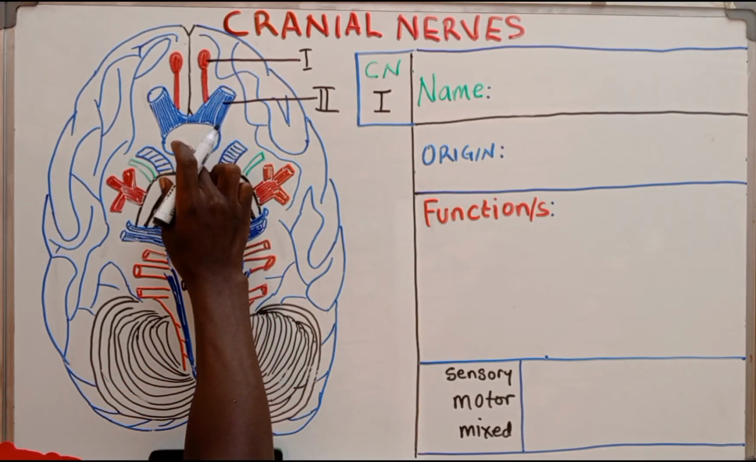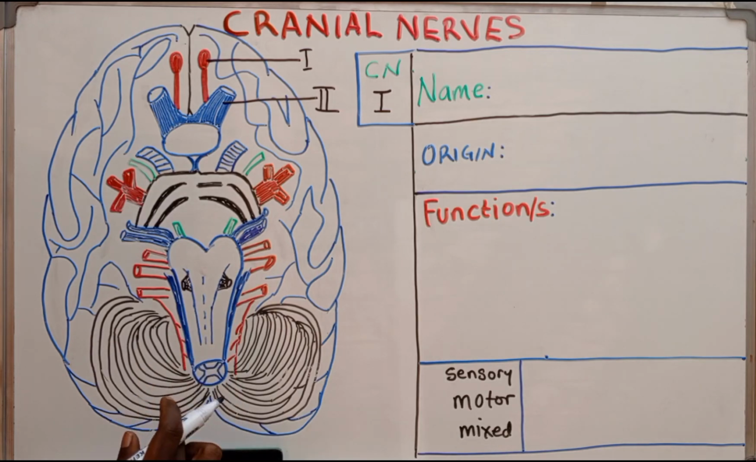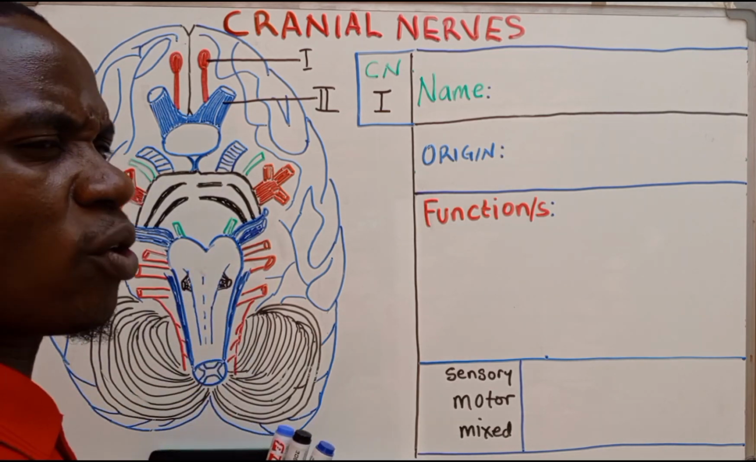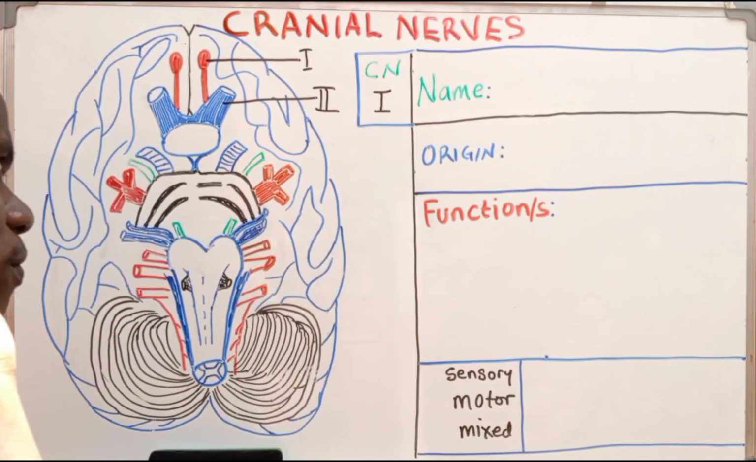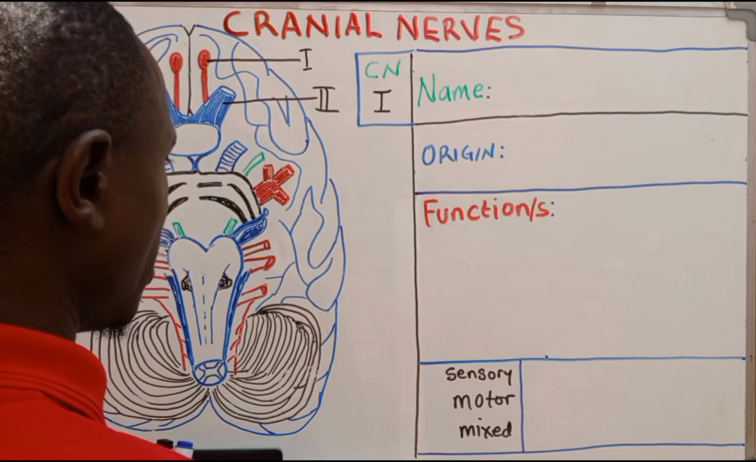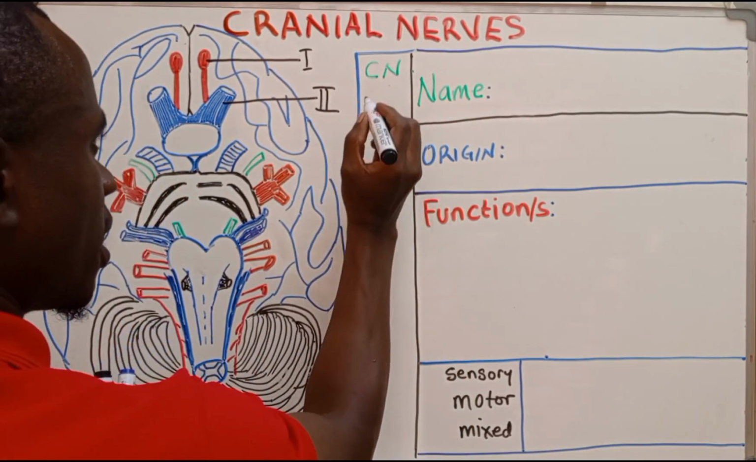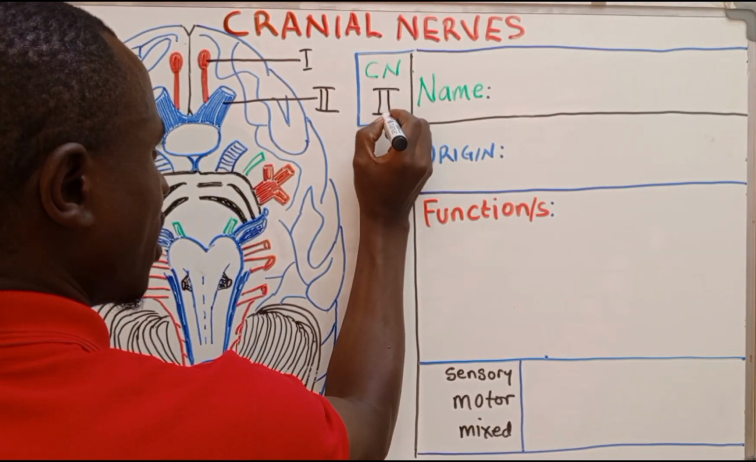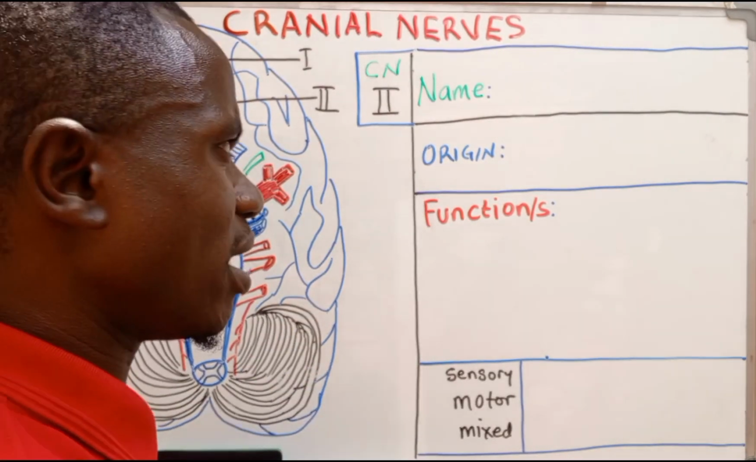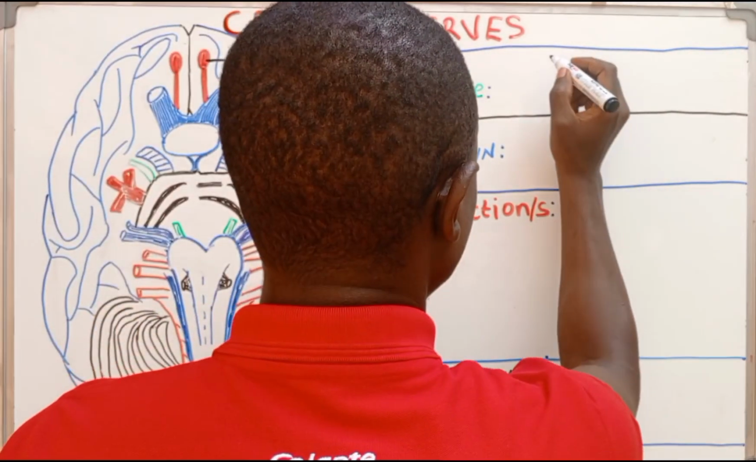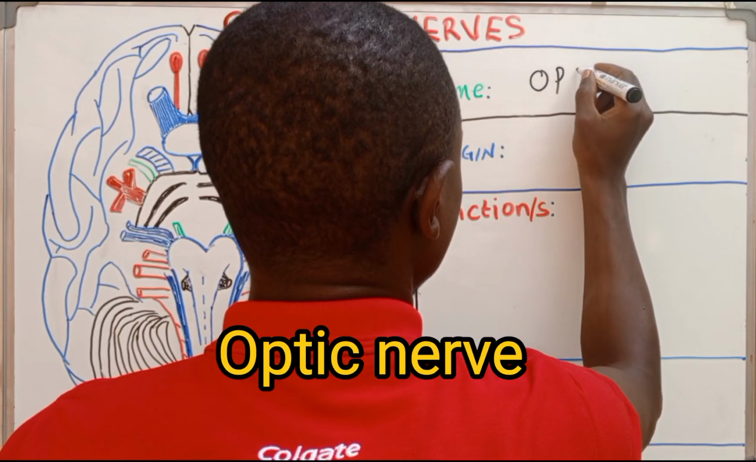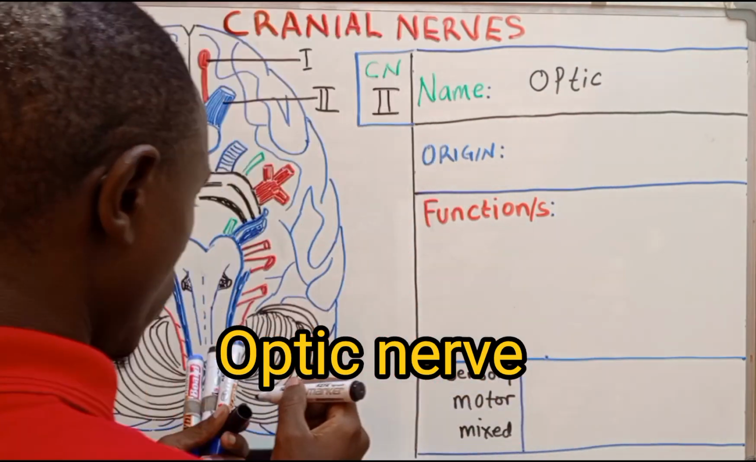And then it's going to be having a crossover at the optic chiasma before we have what we call the optic tract as it moves back into what we call the occipital lobe. So now you're going to be looking at what we call the second cranial nerve. So what is the second cranial nerve? The second cranial nerve is what we call the optic nerve.